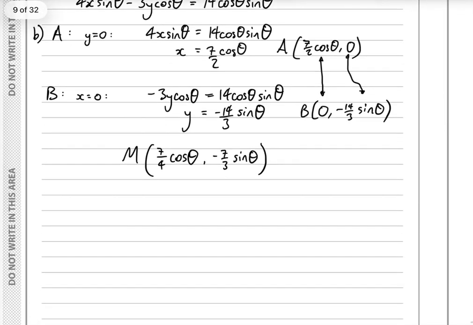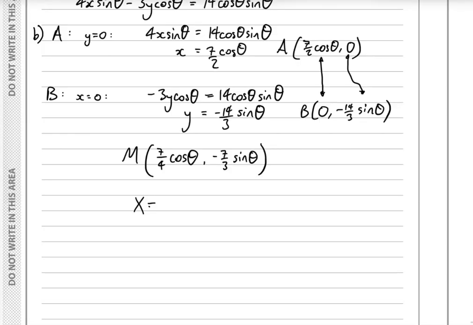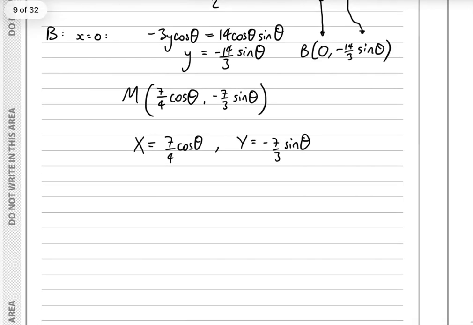Now we do our usual trick of letting the x coordinate equal capital X. Do capital X just to show it's different from the previous x's that we've used. Capital Y, 7 over 3 sine theta. And then we need to combine these into a single equation without theta. So we square them both. That gives 49 over 16 cos squared theta, and over here, 49 over 9 sine squared theta.